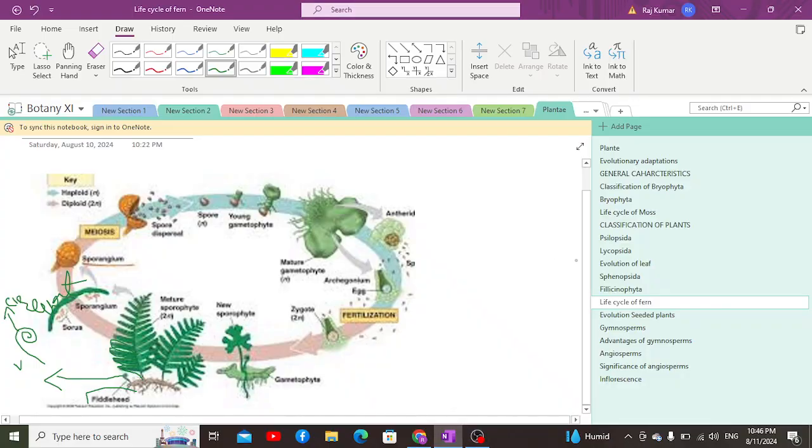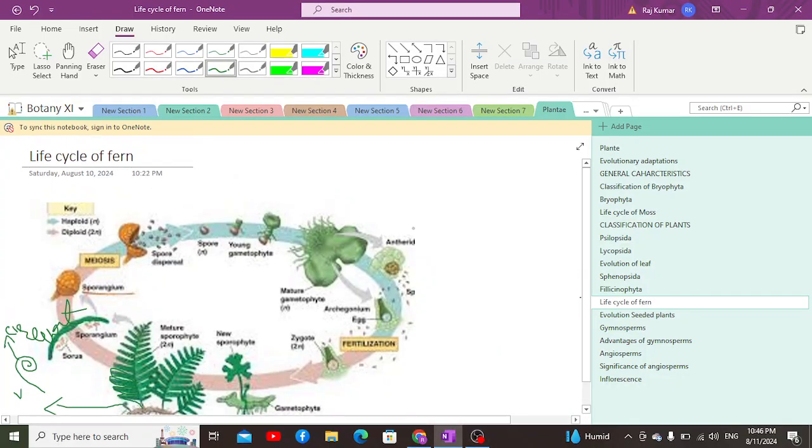Greetings everyone. So now we are going to discuss the life cycle of fern. Although there are many varieties in the class Filicinophyta, we are just going to take a basic example with some basic features of the life cycle of fern.